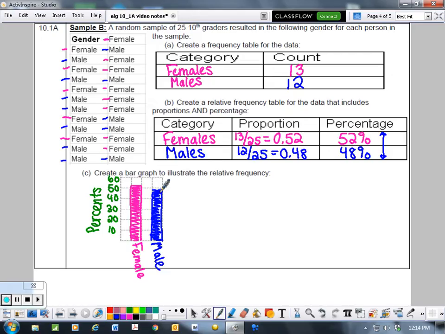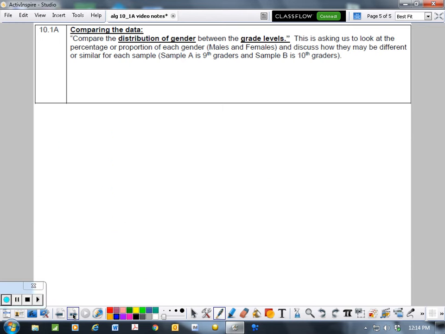So the last part is what happens if I ask you to compare what's happening with 9th graders and 10th graders? So, comparing the data. To compare the distribution of a gender between grade levels, this is asking us to look at the percentage or proportion of each gender and discuss how they may be different or similar for each sample. So sample A is 9th graders and sample B is 10th graders.